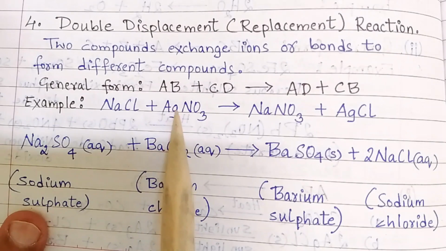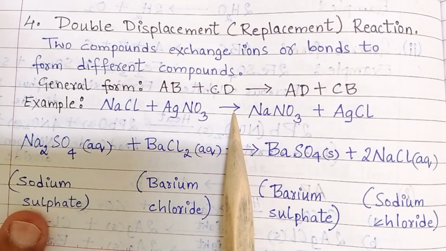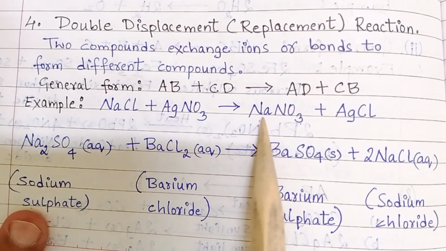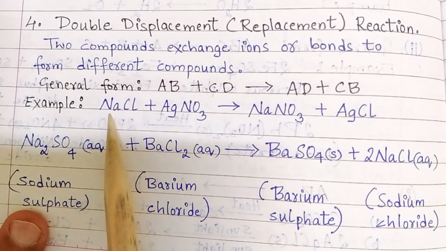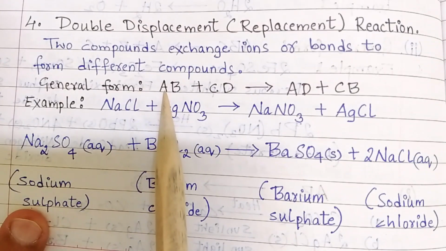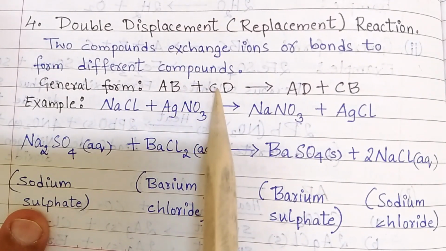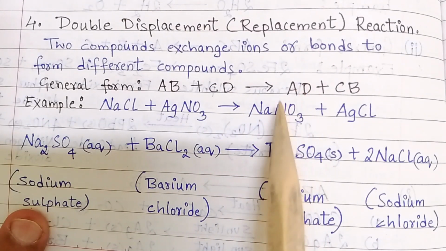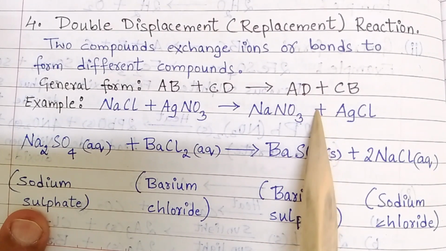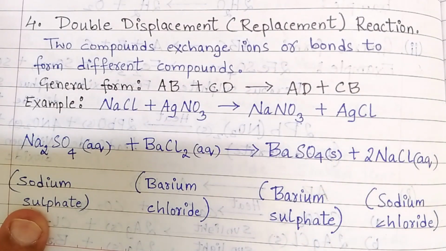Example: NaCl plus AgNO3, forward reaction NaNO3 plus AgCl. See here, Na is A, Cl is B, Ag is C, NO3 is D. So Na A NO3 D plus Ag C Cl B.